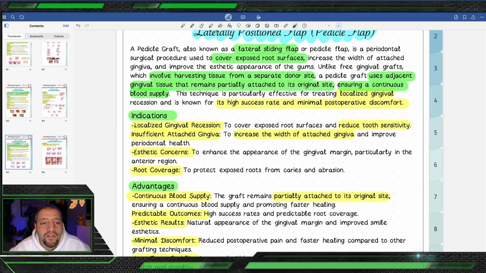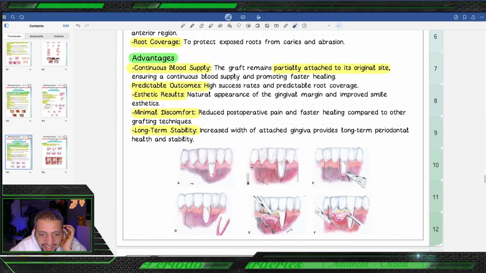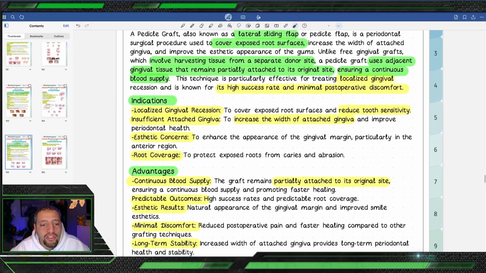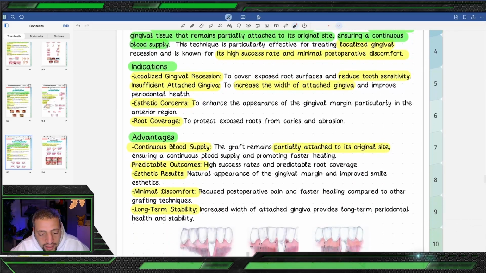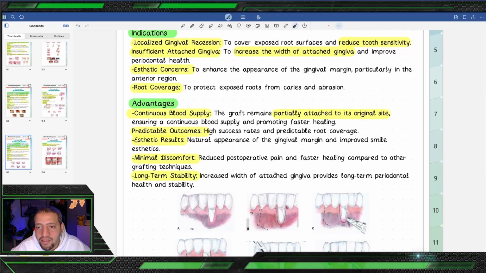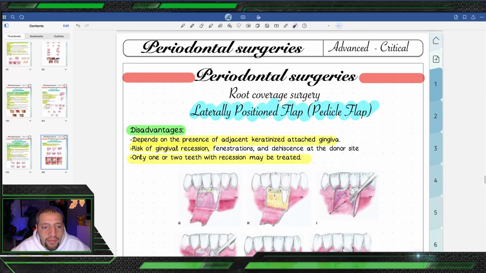Indication: localized gingival recession, and we have insufficient attached gingiva, and the insufficient attached gingiva here is not like here. Aesthetic concern and root coverage. Advantage: continuous blood supply from the graft itself, and predictable outcome. Aesthetic result: minimal discomfort and long-term stability for our patients.